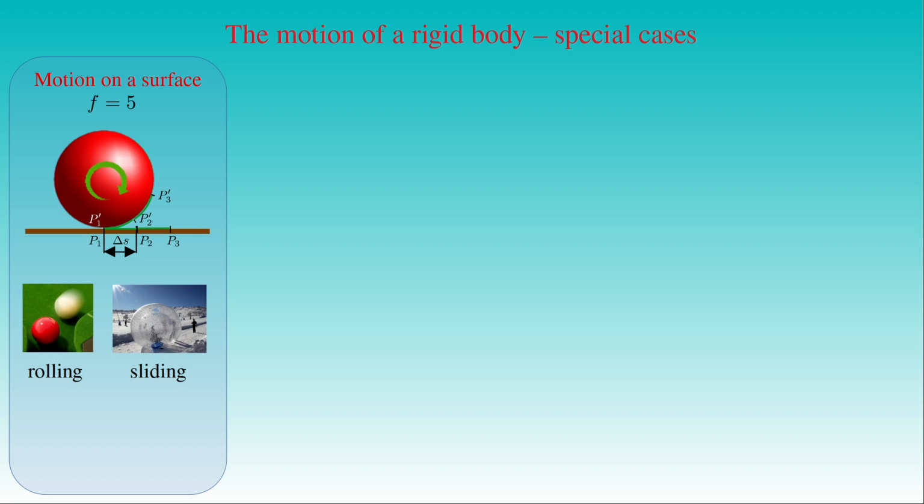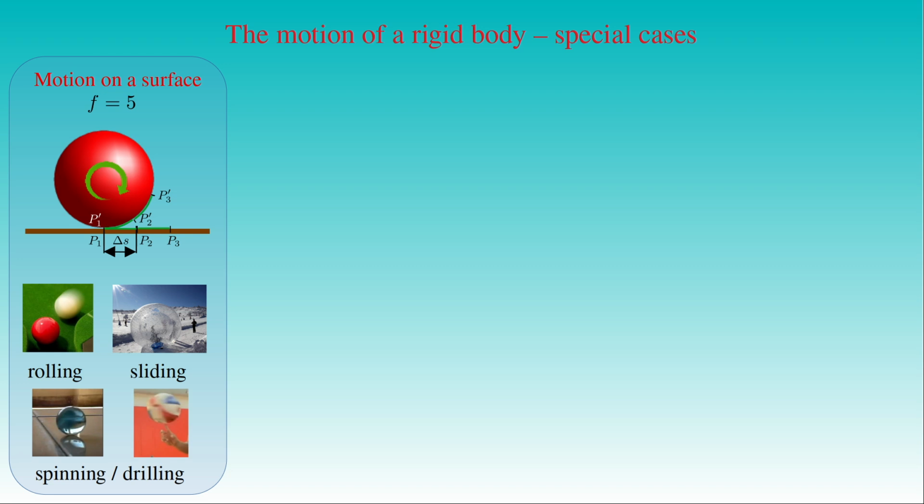If the position of the contact point remains the same on both the rigid body and the surface, and the body rotates about an axis which is perpendicular to the surface and passes through the contact point, then the motion is called spinning or drilling. As an example, we can consider a marble spinning on a surface, or a more illustrative one, a basketball spinning on one finger.